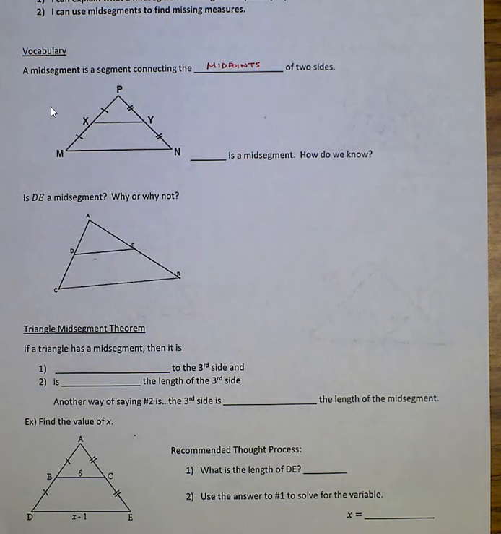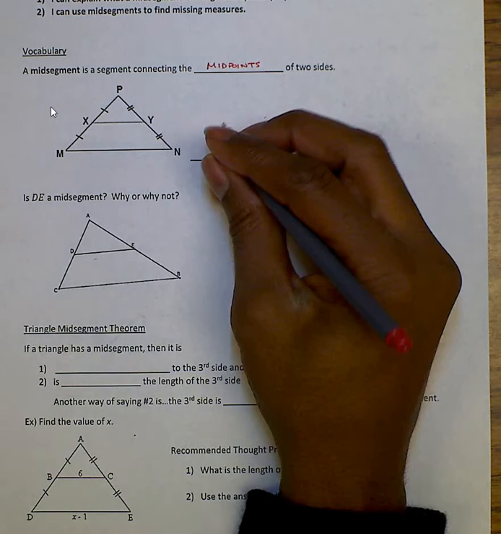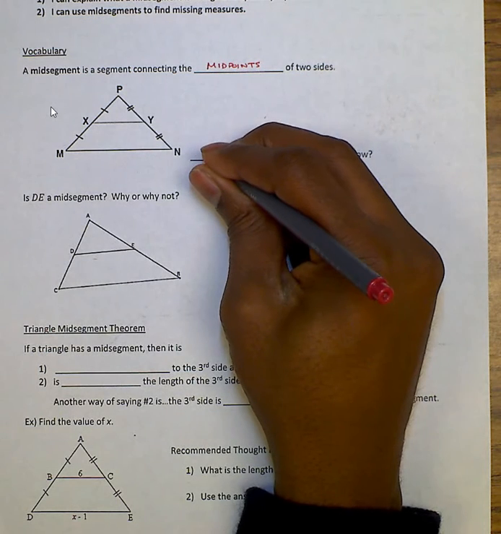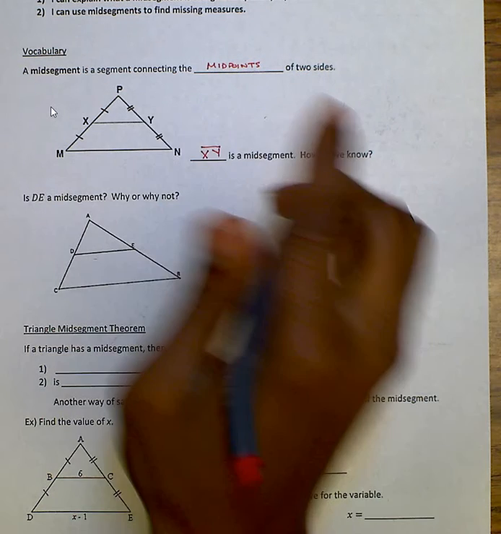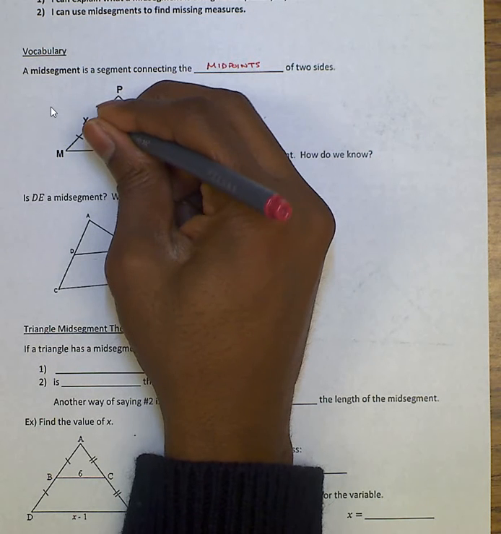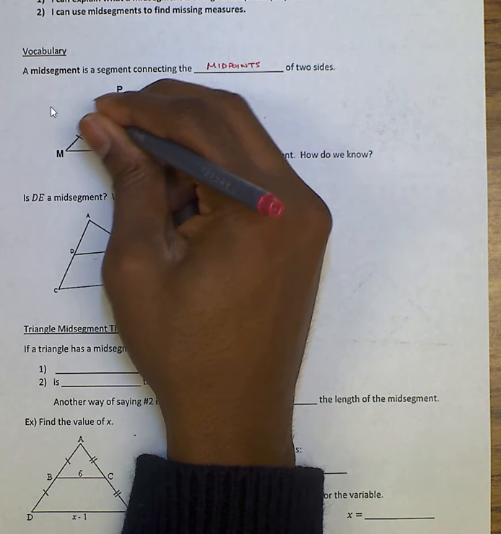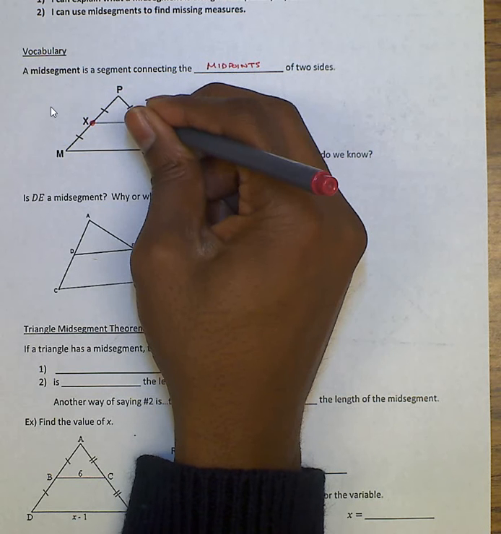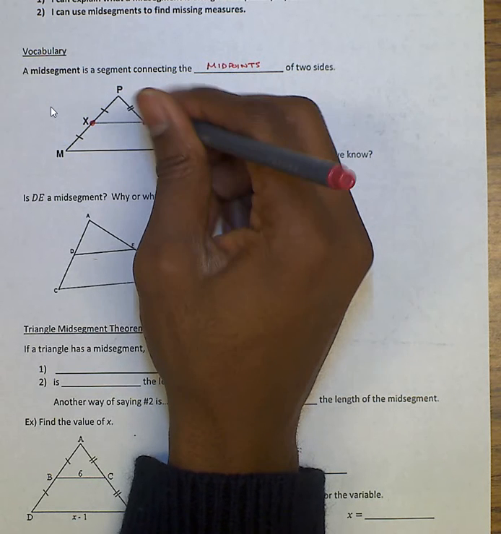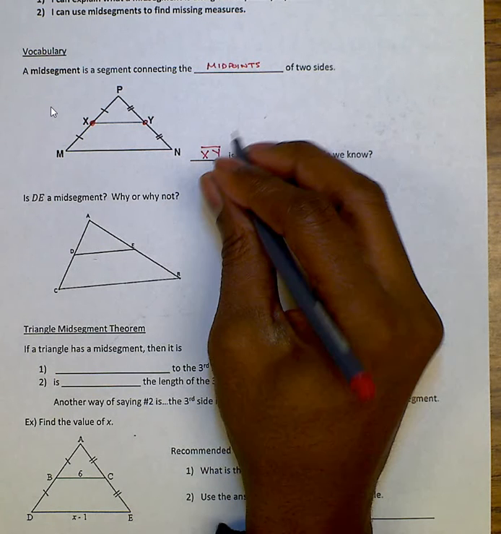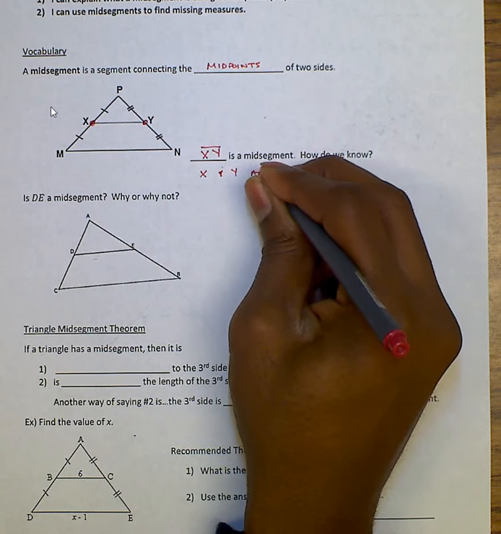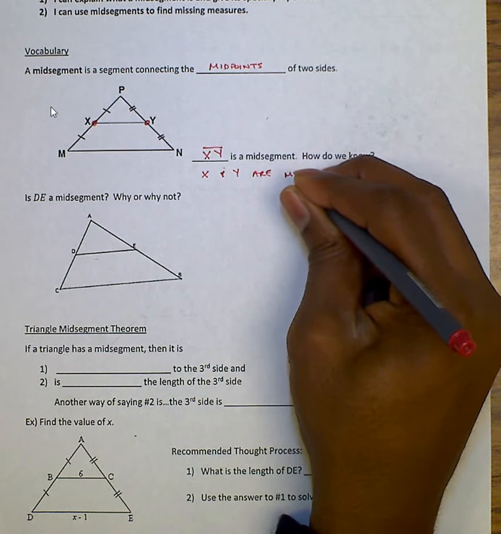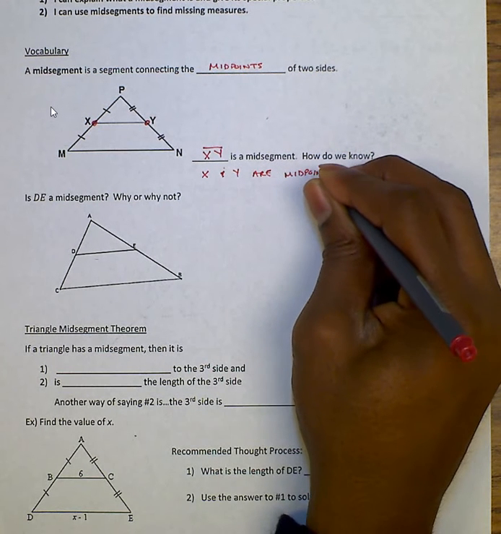In this diagram we can see that XY is a mid-segment. We know this because we see that X is a midpoint of PM, shown by the hashes, and Y is a midpoint of PN, shown by the hashes. X and Y are midpoints, so that makes XY a mid-segment.